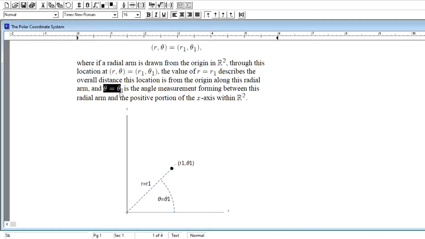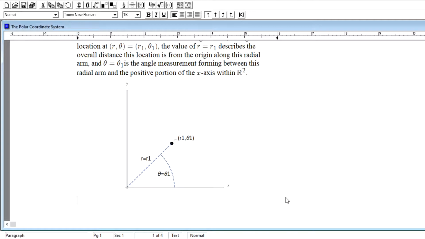Whereas the value of theta equal to theta 1 is what we think of as being an angle measurement, an angle measurement that forms between that radial arm passing through the origin and this location and the positive x-axis. There's going to be an angle that forms here. That angle measurement is what we call theta equal to theta 1. When we put together this description of theta equal to theta 1 and r equal to r1, we get this description of location in our coordinate space, described by the polar coordinate r comma theta equal to r1 comma theta 1.